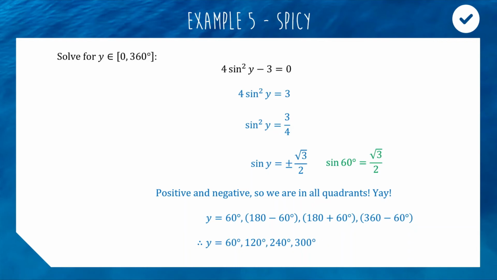Okay, cool. So the trick for this question was, if you've got a sine squared, you can get a sine by doing a square root. Just don't forget your plus minus, so you get all of your solutions.